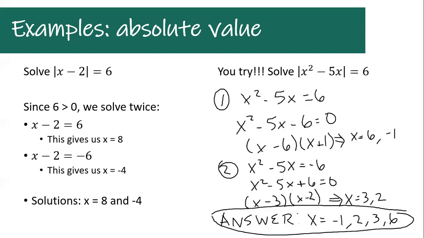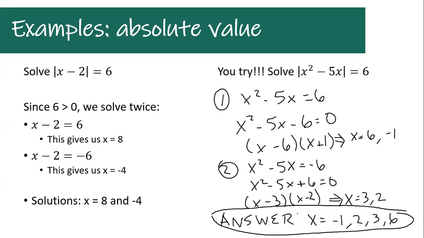The first one we're going to get is x squared minus 5x equals positive 6. Remember, we need to move everything to one side, and we can actually factor that into x minus 6 and x plus 1. So our solutions to that piece would be x equals 6 and x equals negative 1.